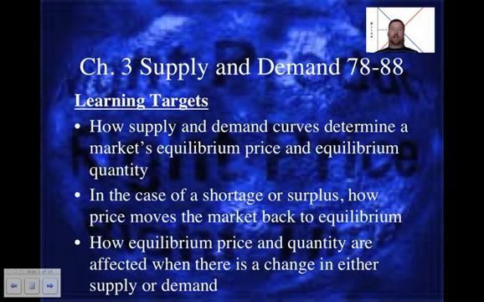Here are the learning targets below. It says how supply and demand curves determine a market's equilibrium and the equilibrium price. In the case of a shortage or a surplus, how prices move the market back to equilibrium, and how equilibrium price and quantity are affected when there is a change in either supply or demand. Remember that a change would shift either the supply curve or the demand curve. So how is that going to affect the price and the quantity?